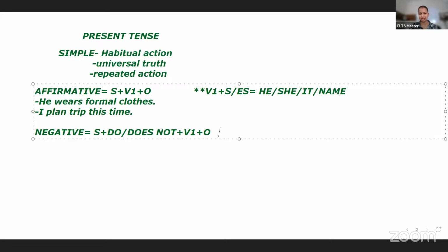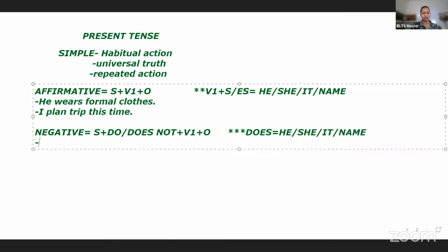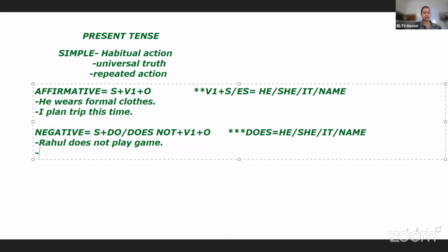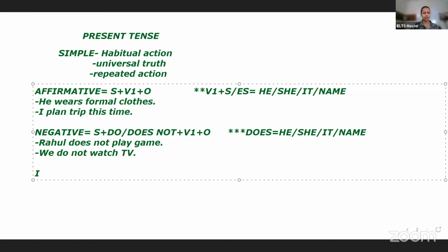We use does. What is the condition? We use does with he, she, it, or any name. For example, Rahul does not play game. We can also say we do not watch TV.